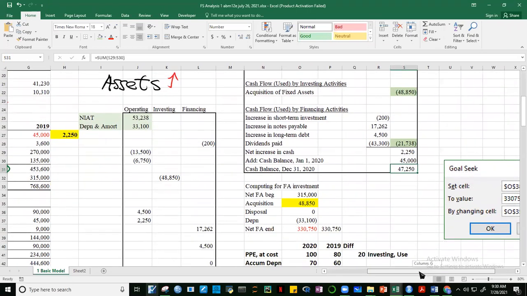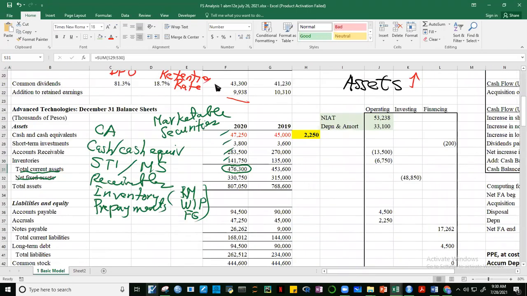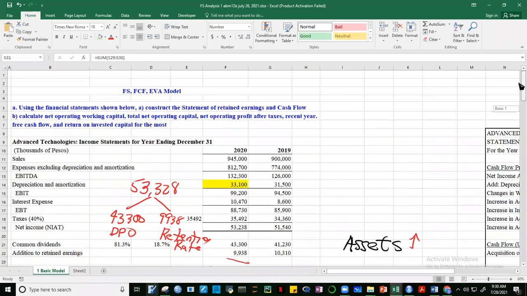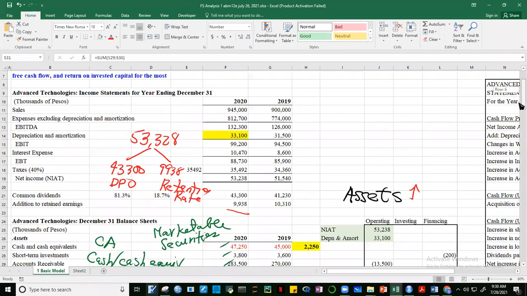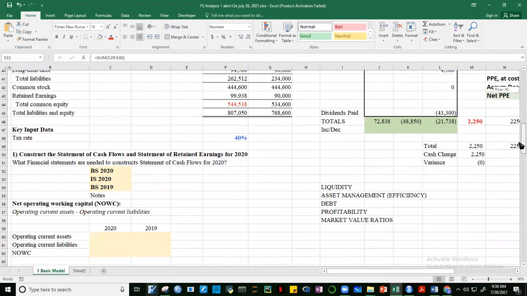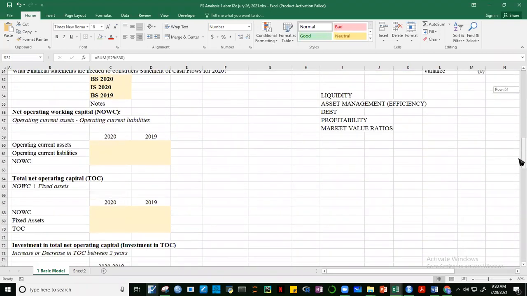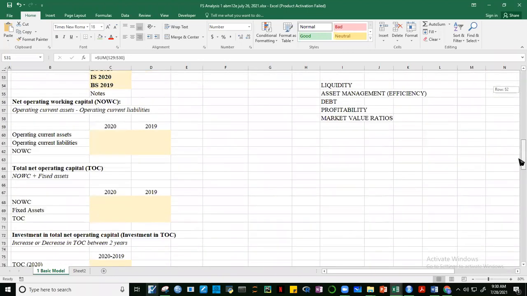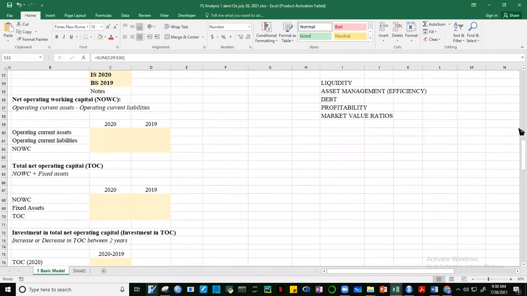Now, I will leave to you first to prepare the statement of retained earnings, because there are two things that are asked from us here: the statement of cash flows and the statement of retained earnings. As an exercise, try to do that first, and then we'll compare notes next meeting. In the meantime, let's cover the remaining part of our lesson.